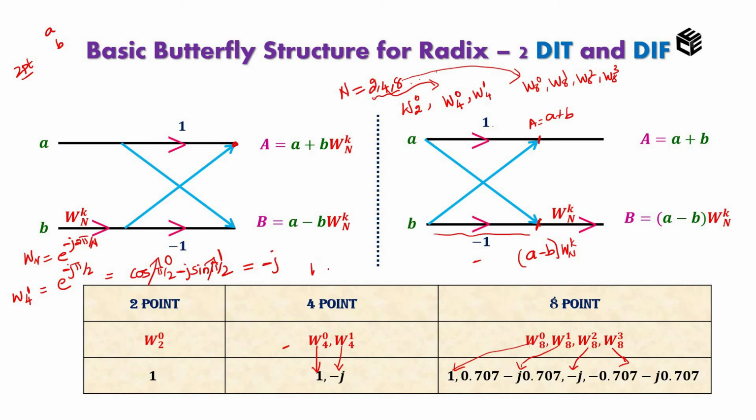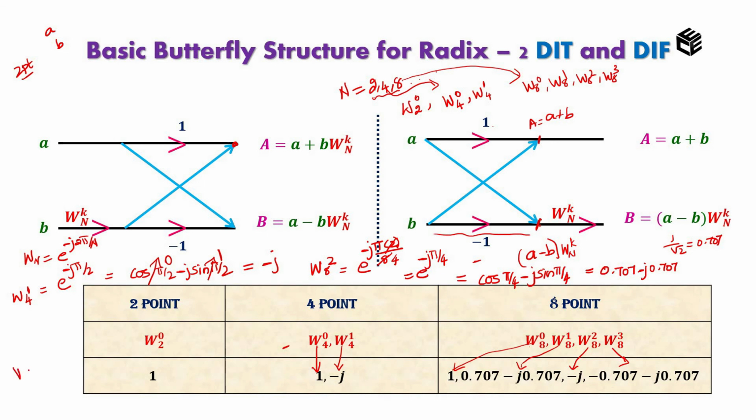Okay. If I consider W 8 power 2, what will be my answer? E power minus j pi. Here I am having 2, so I will take it as 2 divided by 8. So this 2 and this 8 will get cancel each other. I will get minus j pi by 4, that is equal to cos pi by 4 minus j sin pi by 4. So cos pi by 4 is nothing but 1 by root 2, right? 1 by root 2 is 0.707. So I will get the answer as 0.707 minus j 0.707. Understood? This is how we will be calculating.